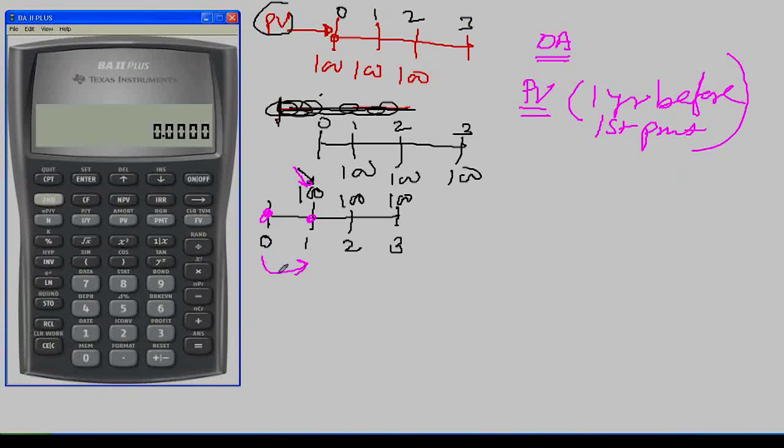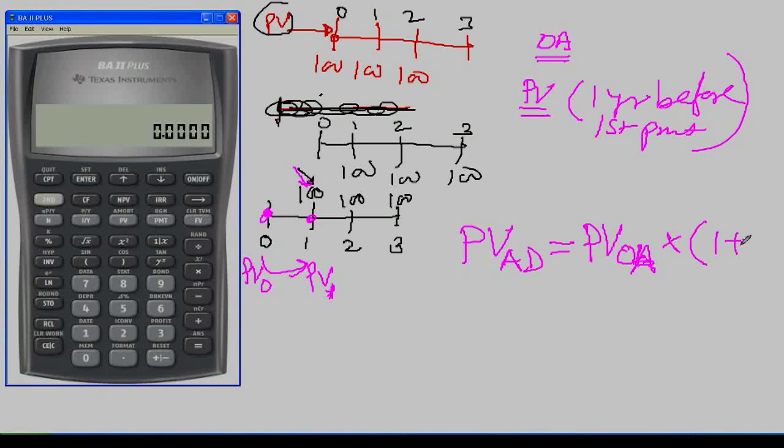So what we will do is, whatever we get over here, PV0, we will compound it to get the PV1, right? So present value of annuity due will be equal to present value of ordinary annuity, which you get directly 1 period before the first payment, into 1 plus r. Can we claim this? See, present value comes over here. I want the present value to be over here, so I will compound it. This is the place where I am getting present value. I have to get it over here. I will compound it.